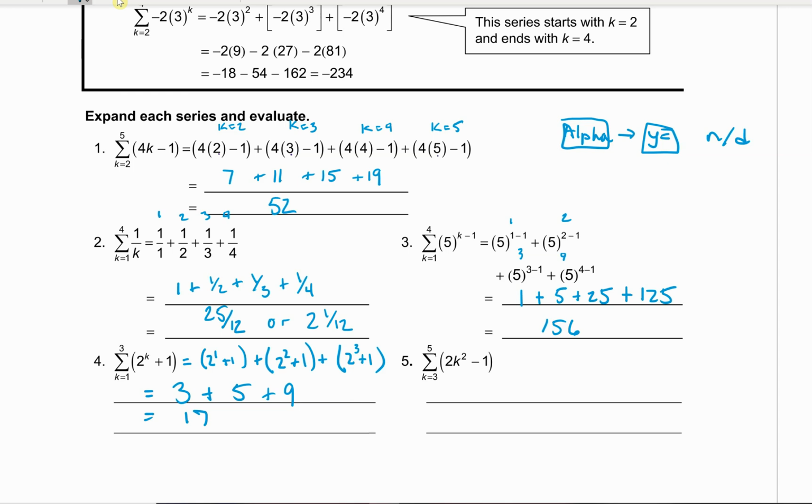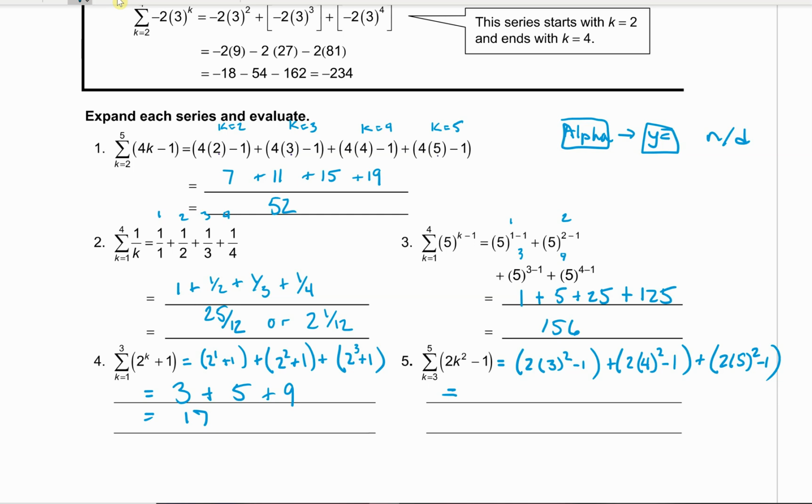From 3 to 5 for 2k squared minus 1. So that would be 2 times 3 squared minus 1 plus 2 times 4 squared minus 1 plus 2 times 5 squared minus 1. You're just going to replace k with the value of the term.